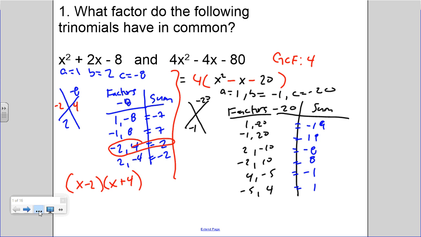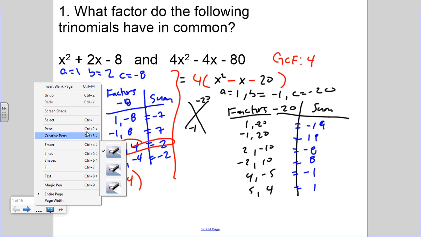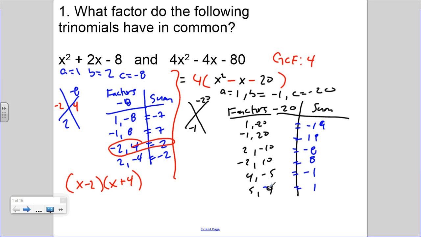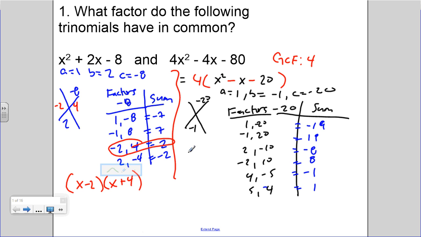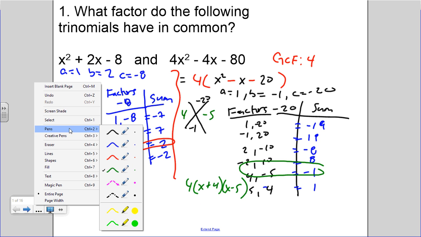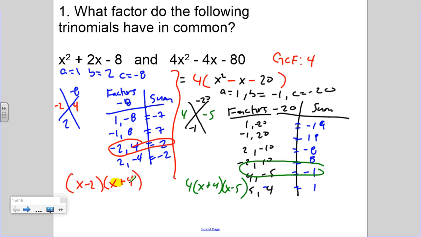Oh no, sorry. Those are the same factors. This should be a positive and a -4 for a +1. The winning factors are 4 and -5. So with the GCF outside, the factors would be x plus 4 times x minus 5. So the factor that they have in common is x plus 4.